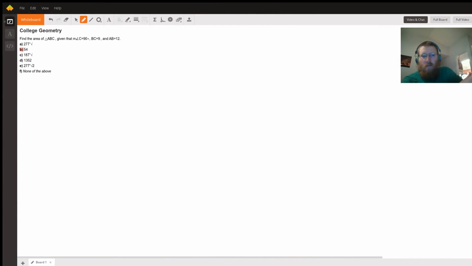In geometry in general, especially college geometry, Geometry 1, that kind of stuff, it's always good to just draw what you see listed here. So here it says we've got the area of triangle ABC, given that angle C is 90, BC is 9, and AB is 12. Well, that immediately tells us that we can use a right triangle because the measure of angle C is 90.